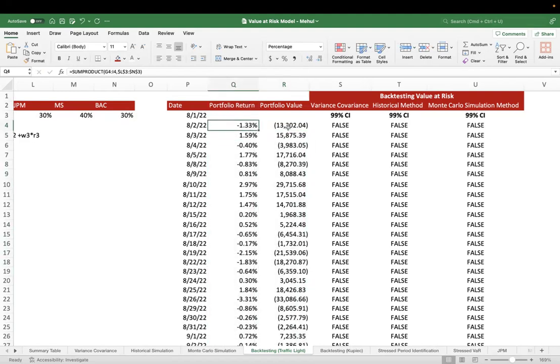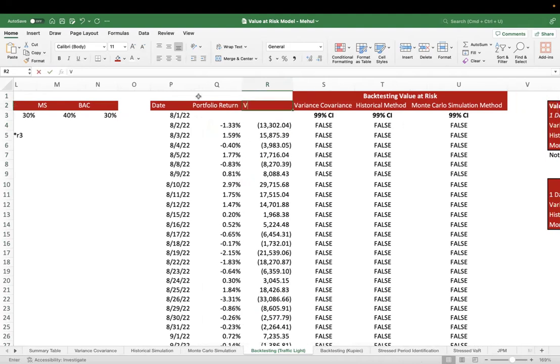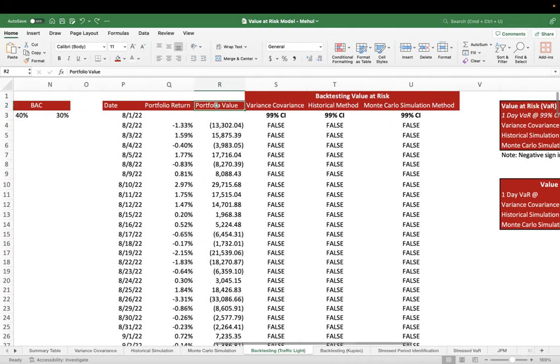Once you multiply the portfolio returns with the $1 million investment, this is how our P&L looks: profit and loss for daily. Here we saw a loss of $13,000. The very next day we saw a profit, the next day again a loss, then profit, and so on. This is how you calculate the P&L of the portfolio value, which feeds into your value at risk.